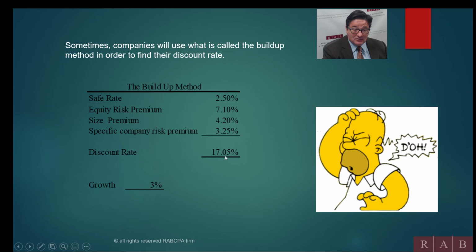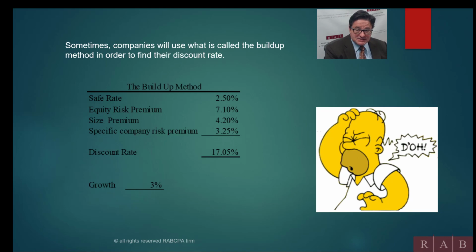Now, when you add all these up, you get what's called a discount rate. And here is your number that, when you look at an investment or a valuation, you're going to use for this specific company because you built up a discount rate. And this is assuming a growth rate here of 3%. You're assuming that the revenues or cash flow is going to grow 3% every year.